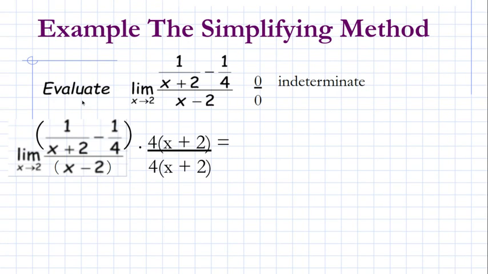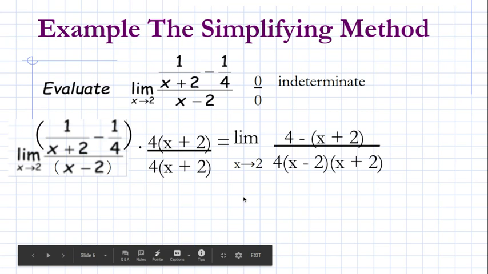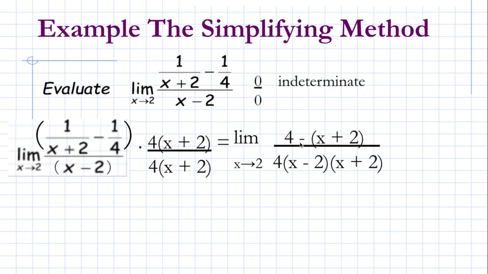So here, when we multiply the 4 times x plus 2 times the first term, the x plus 2 will cancel with this x plus 2, and we're going to be left with just 4. Minus, when we multiply the 4 times the 1/4 and the x plus 2, the 4s will cancel, and we'll be left with the x plus 2. And on the bottom, we're just going to keep everything in factored form. All right, so we get the 4 from our first term minus the quantity, so make sure you put parentheses, x plus 2. And on the bottom, we're just multiplying the 4 times x minus 2 times x plus 2. The order of them is really irrelevant.